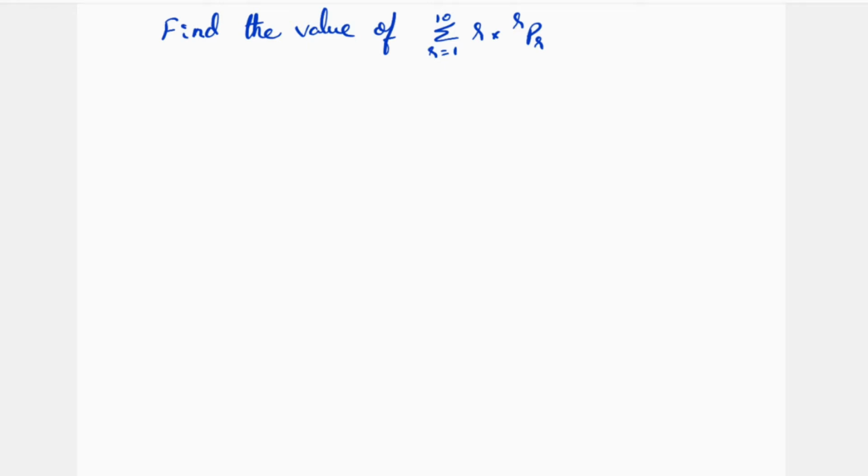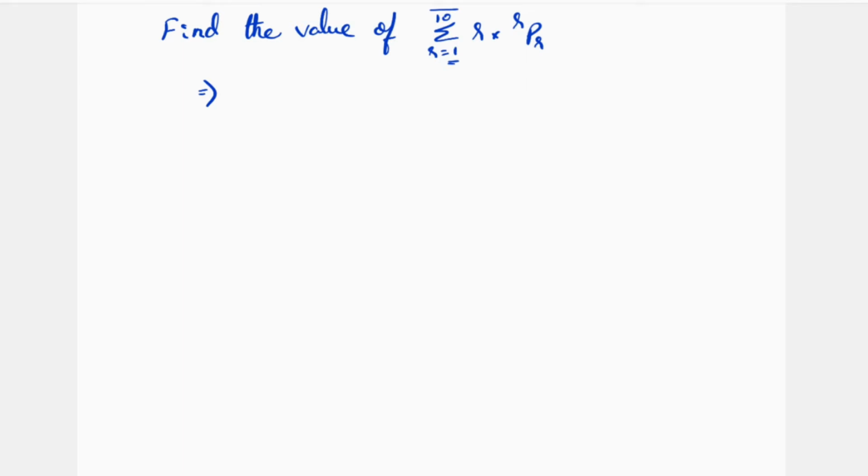Now, how do we solve this? Whenever we have a summation, it means that I have to substitute the values from the beginning number, which is 1 over here, up to the last number, which is given over here as 10. It's given on the top. I have to do the summation for this expression r multiplied by rPr for the range of values starting with 1 and ending with the number 10.